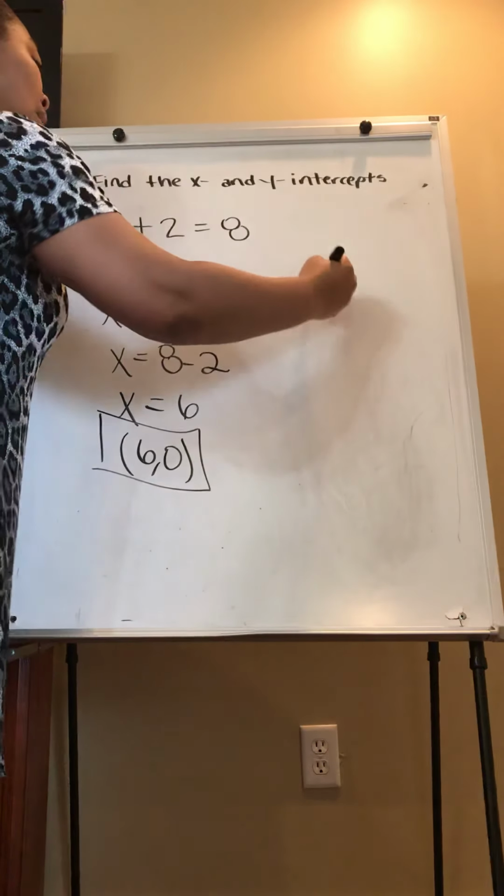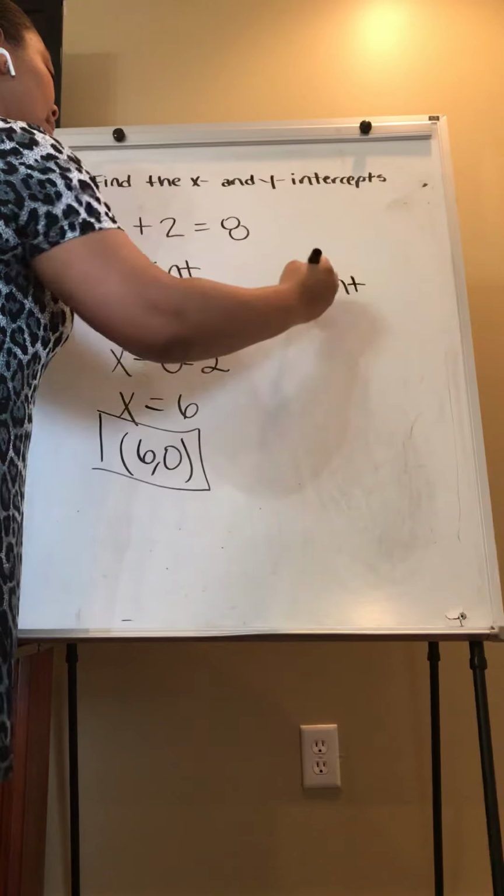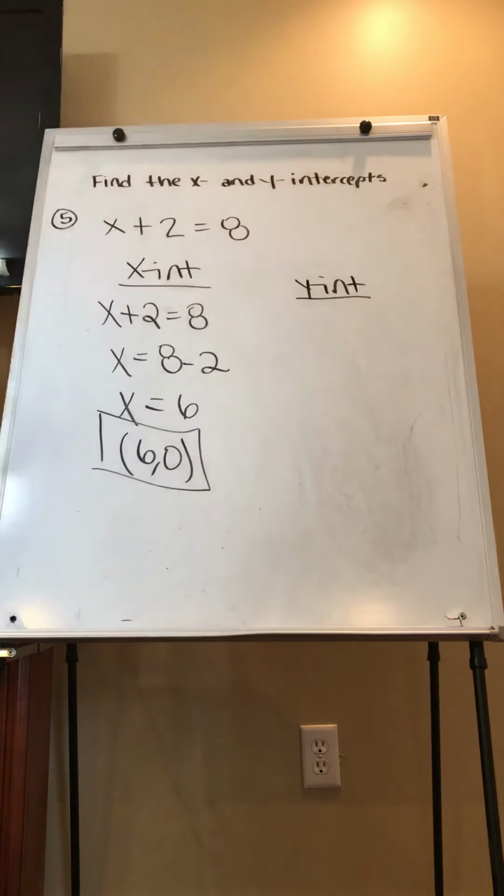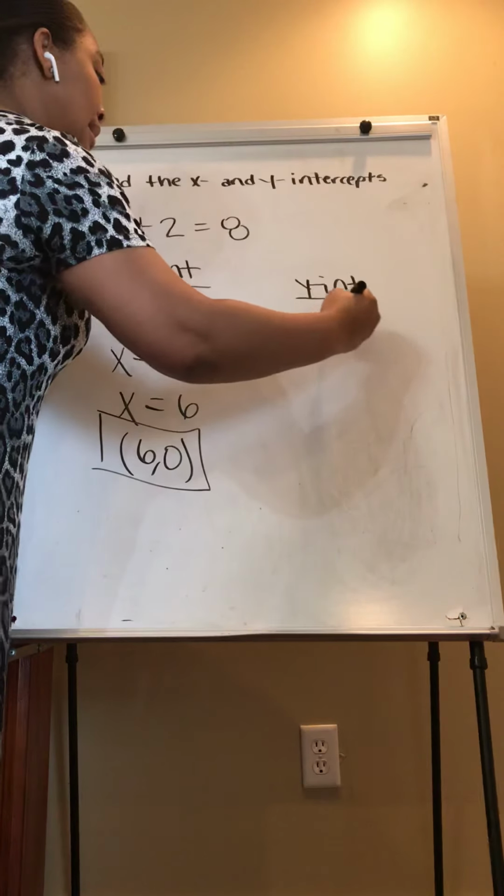Now, for your y-intercept, and I keep saying there's no y, this is a special line. Y is nowhere in that equation. So would it cross the y-axis? The answer would be no. It doesn't have a y, so it doesn't have a y-intercept. So you would simply tell me none.